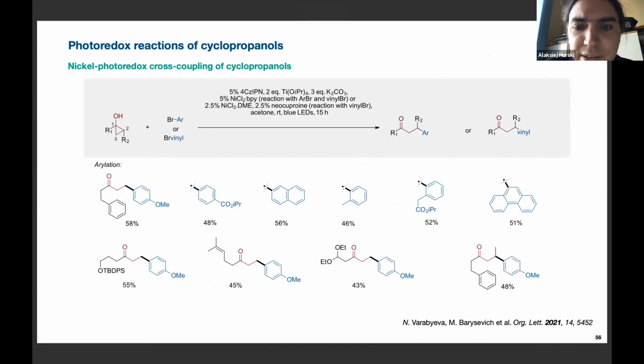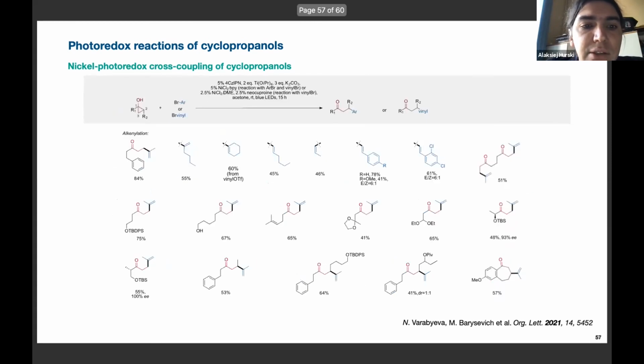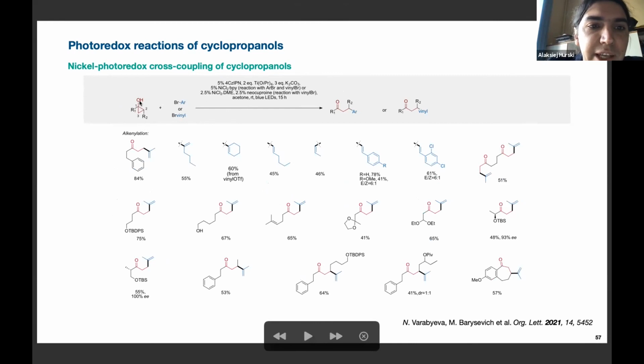We also investigated the scope. I will not discuss it; Nastasia will tell you more about this reaction. What I want to say is that we finally managed to carry out what I mentioned at the beginning of my talk, the reaction between cyclopropanols and vinyl halides. This transformation, alkenylation of cyclopropanols, was elusive, but we did it. Now it is possible to react cyclopropanols with vinyl halides to obtain gamma,delta-unsaturated ketones.